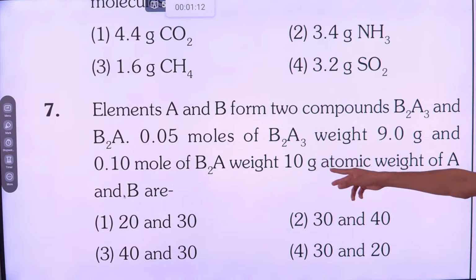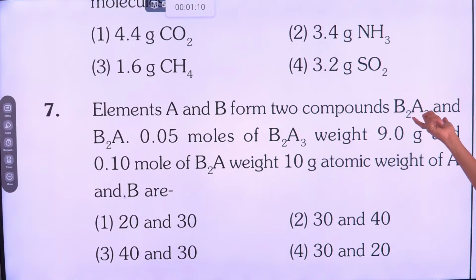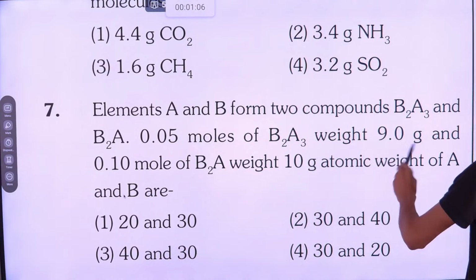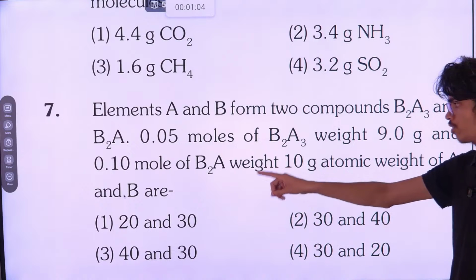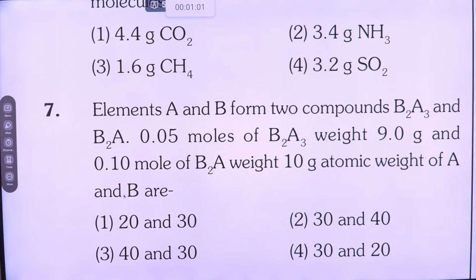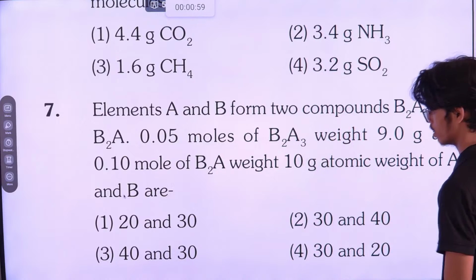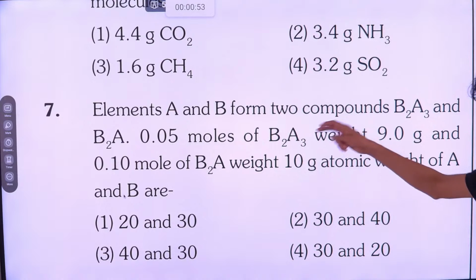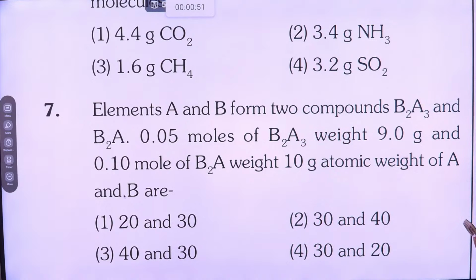Elements A and B form two compounds, B2A3 and B2A. 0.05 moles of B2A3 weighs 9 grams, and 0.10 mole of B2A weighs 10 grams. The atomic weights of A and B are how much? So it is asking us the atomic weight of both of them. That's why I have given them more time. Two equations will be formed and you need to find two solutions, that's it.